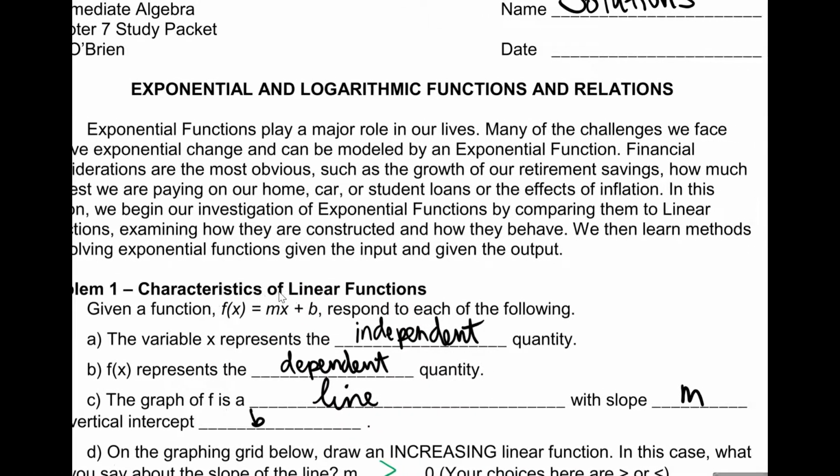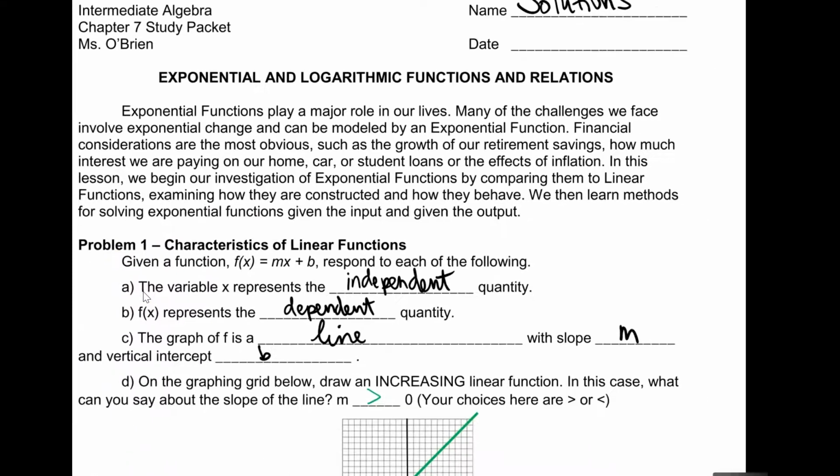So take a moment, read this first paragraph to yourself. Right? They play a major role in our lives. Many of the challenges we face can be exponential change. Right? Finances are the most obvious. Growth of our retirement savings, growth of student loans, how much interest we're paying on home, car, student loans, effects of inflation. Alright, so we're going to start with this exploration of exponential functions.